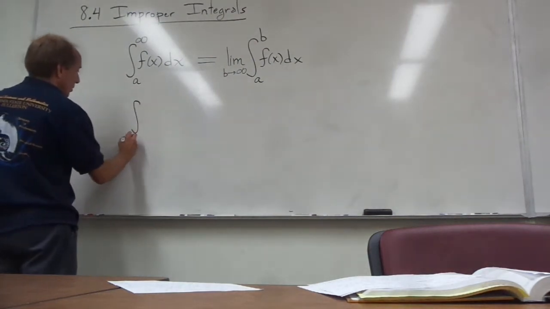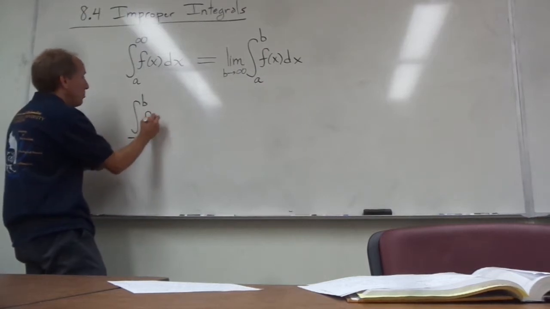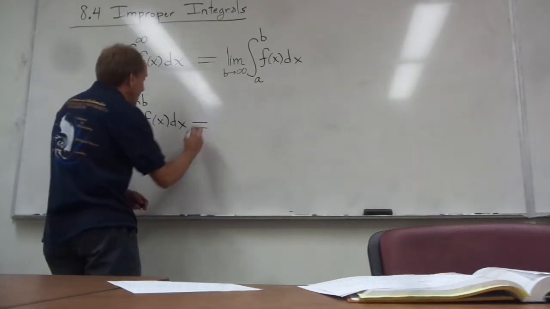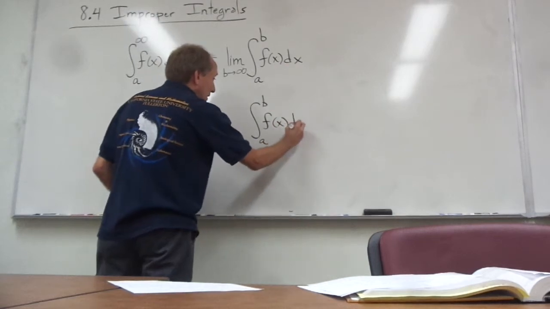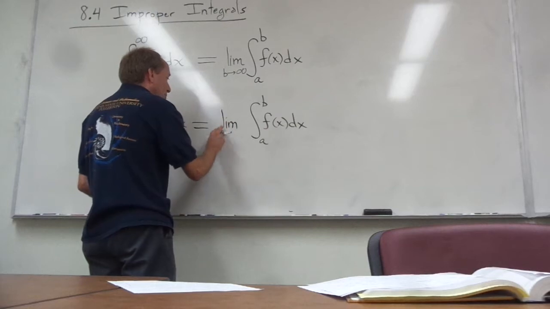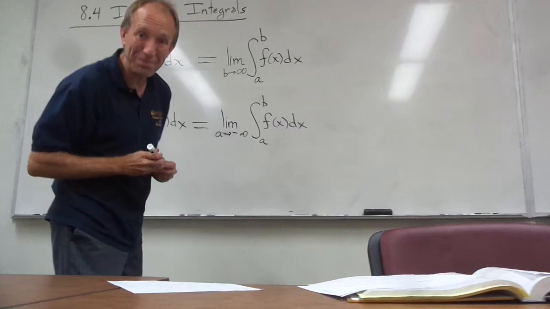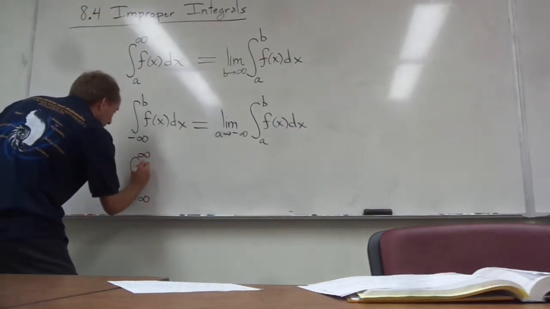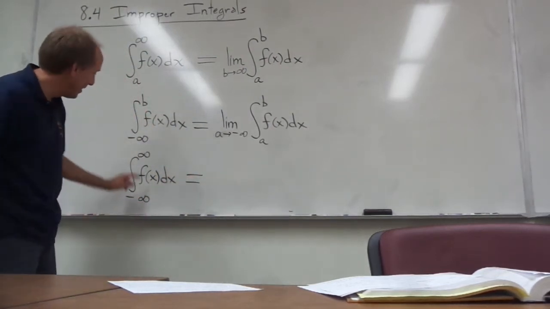Another possible scenario is maybe the lower limit is minus infinity, and we're integrating up to some value b, which is like some fixed number here. Right? Same kind of idea. What we're going to do is first evaluate the integral from a to b, and then we're going to slide that a towards negative infinity.